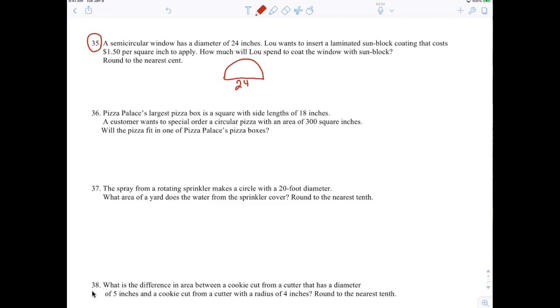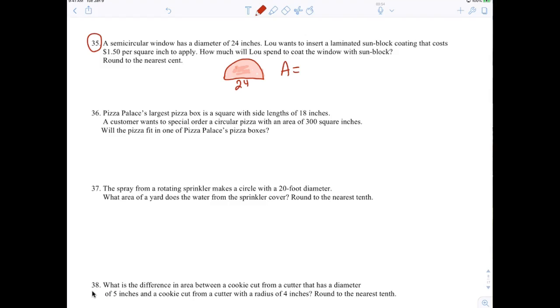So we want to figure out, we're going to put sunblock coating. If I put a sunblock coating on, like what I'm doing right now, what is that referring to? Perimeter or area or volume? What is it? Area. So I need to figure out what the area of that window is. What's the area of that window?